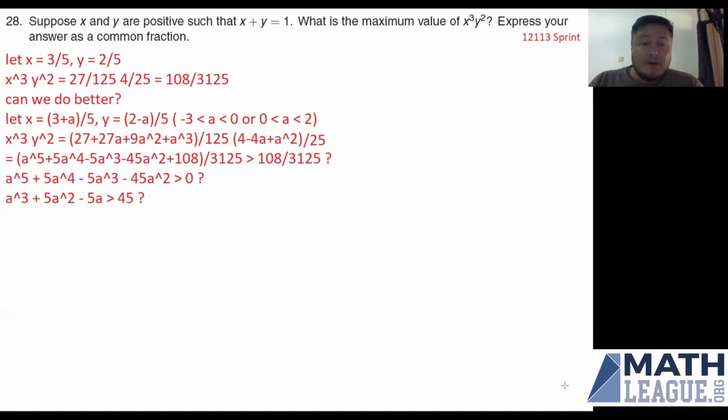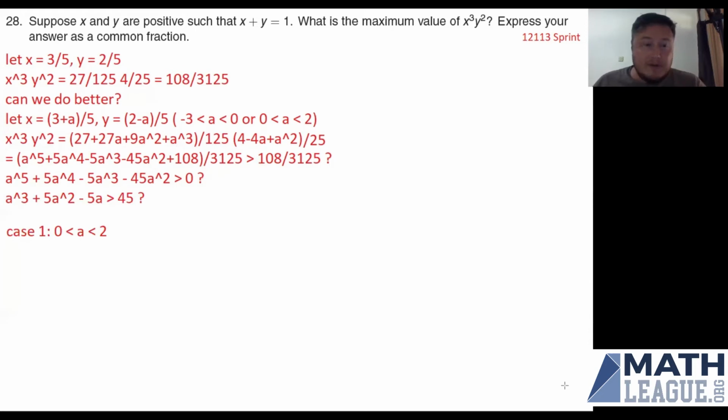So we're going to test the positive values of a first, and then we're going to test the negative values of a. So case 1, a is strictly between 0 and 2. Now, if a is between 0 and 2, then that tells us something about each piece of this cubic that we have, right? We're taking a look at this cubic, asking, can it be bigger than 45?